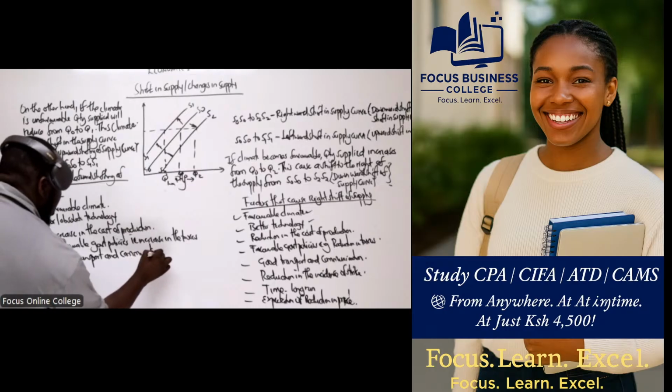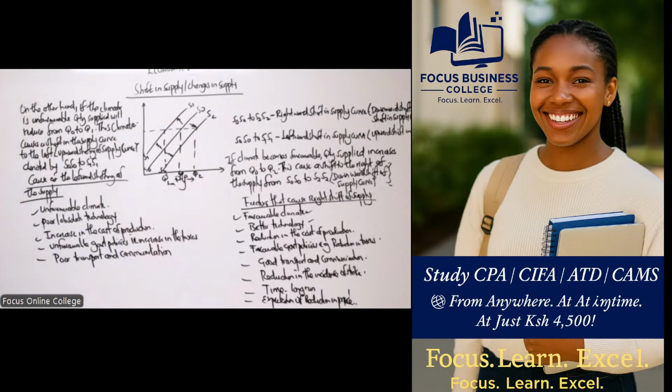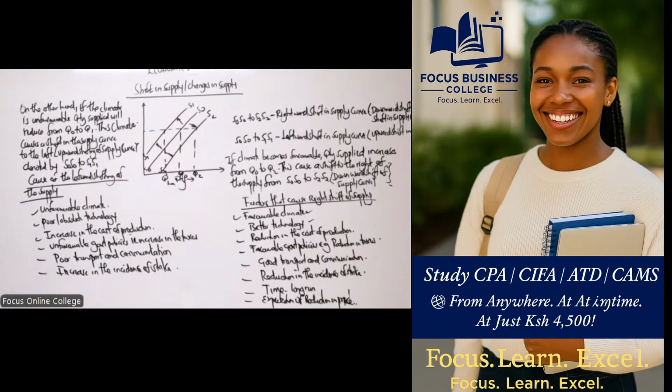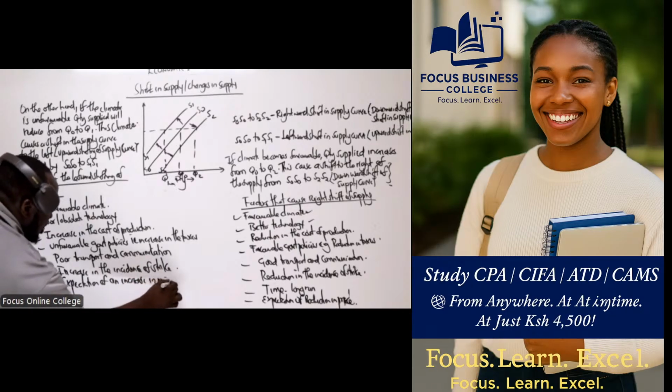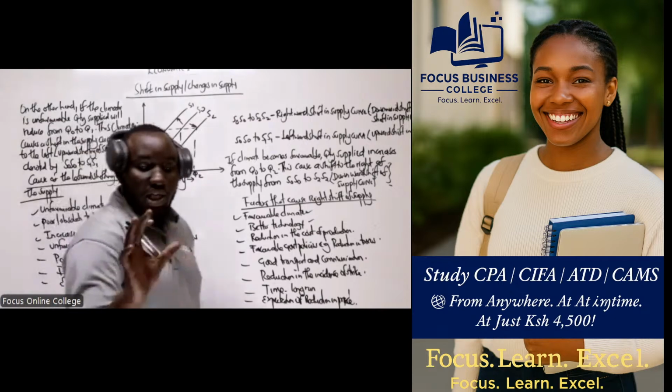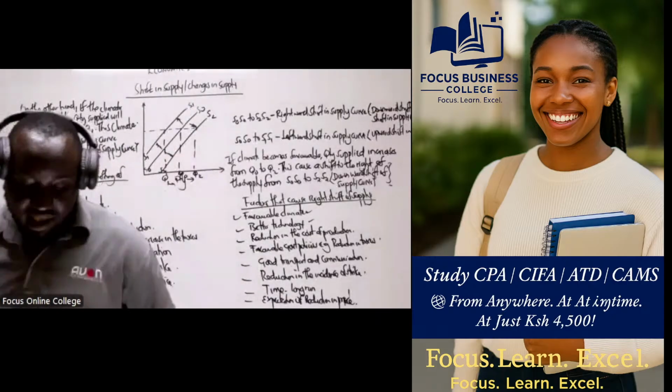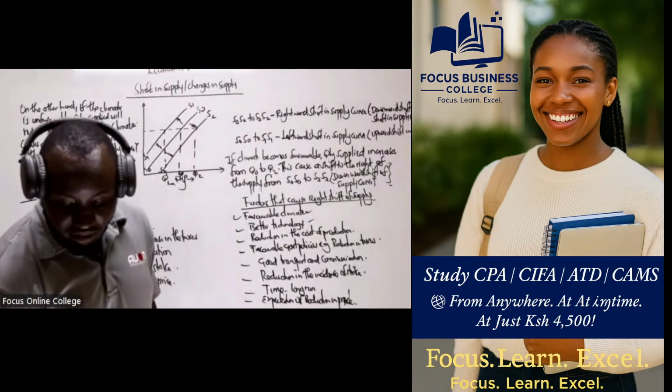Poor transport and communication. Then you have an increase in the incidence of strikes. Then you have the expectation of an increase in price. So these are factors that will lead to a shift to the left, or upward shifting, of the supply curve. Are we together? If you're together, give me a yes.